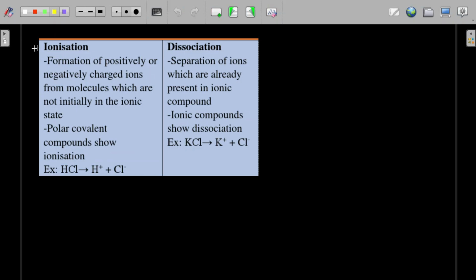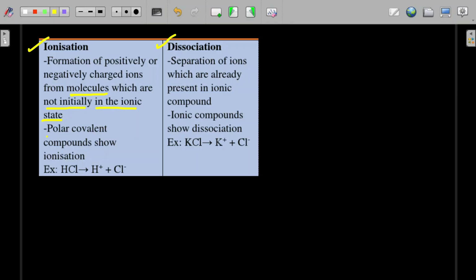This is the difference between the two terms, ionization and dissociation. Very simple. This has been asked many times, like name the following question. Ionization is the formation of positive and negative charged ions, or cations and anions, from molecules which are not initially in the ionic state.